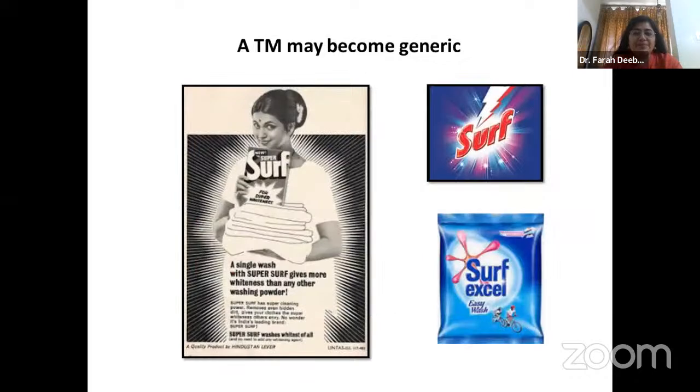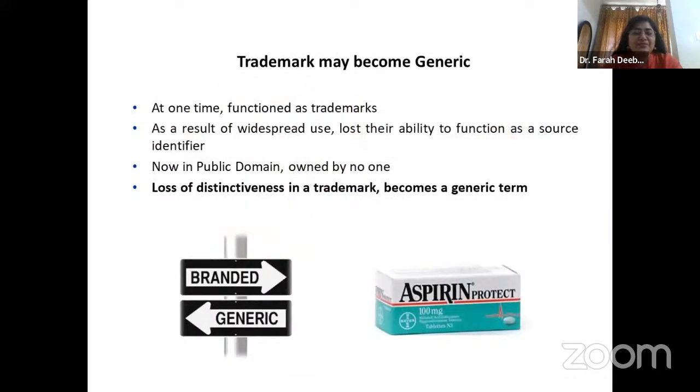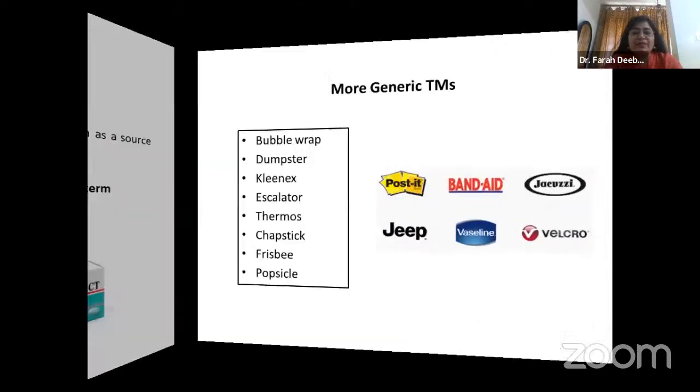This very often happens. For example, you go ask for Surf. Actually, it's a clothes washing detergent. So people say Surf Dera. Okay. So this has also become generic. So somebody will say, get me aspirin. Aspirin is a trademark of Bayer, but it has become generic. So the loss of distinctness in a trademark becomes a generic term, and it often happens because of overuse. Then they have to rebrand.